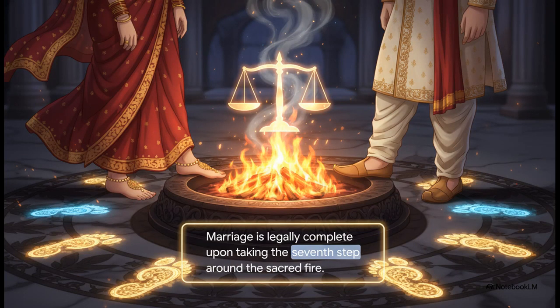But even with all these modern statutes, ancient ceremonies still carry massive legal weight. Take the Saptapadi, for example. That's the essential ceremony of taking 7 steps around the sacred fire. Legally speaking, the marriage is only complete the exact moment that 7th step is taken. In fact, in the famous case of Barao Shankar Lokhande, the courts highlighted that customary ceremonies like the Saptapadi are absolutely vital to the sacramental nature of the union.